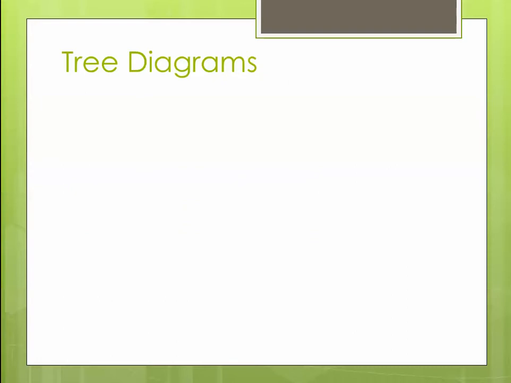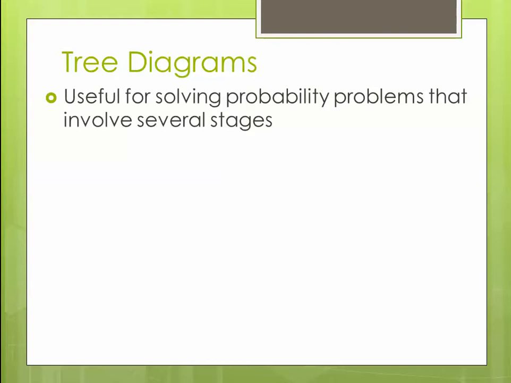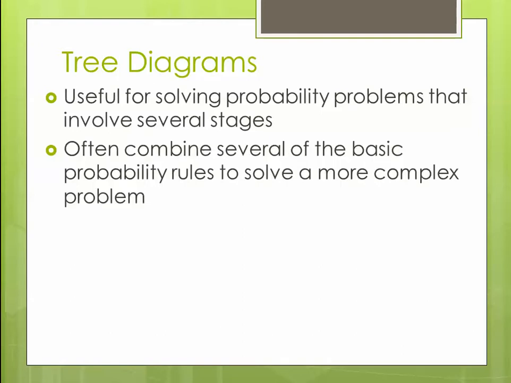Tree diagrams, extremely helpful tool. I'd say as helpful as the Venn diagrams that we talked about before. So let's just walk through one tree diagram and how they're done. They're useful for solving probability problems that have several stages to them, especially. And they combine a lot of the basic probability rules to solve a really complex problem that it's hard to get your head around. And that's the same thing that Venn diagrams do. When it's hard to get your head around what's going on, try a tree diagram for it.